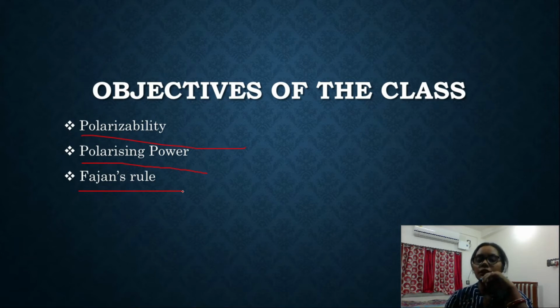First of all, if you don't understand what polarizability and polarizing power are, you cannot understand Fajans' rule. So first of all, you should know the basics, like polarizability and polarizing power. After that, you can understand whatever Fajans' rule has stated.